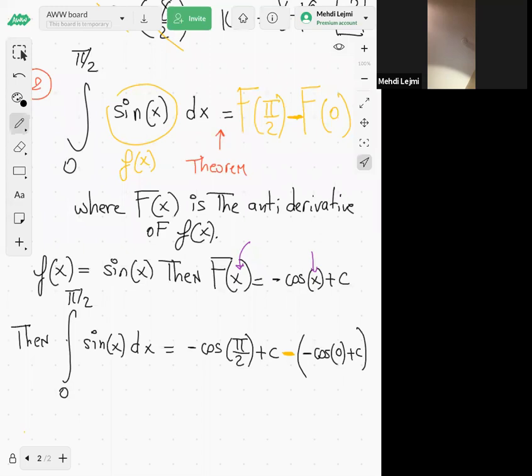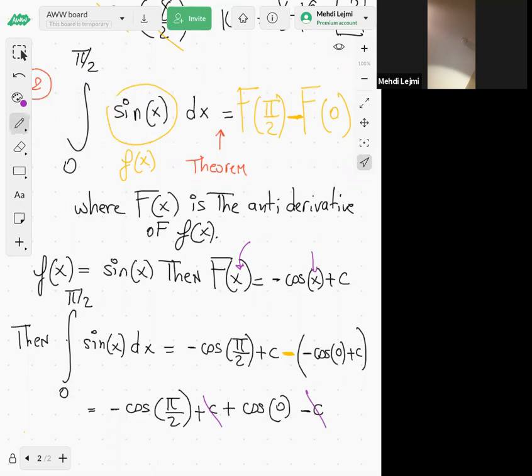And don't forget the parentheses. So in other words, we're going to have minus cosine of pi over 2 plus the constant, minus minus cosine of 0. So that's plus cosine of 0 and minus C. So you see, guys, because you take the difference between the two antiderivatives, if you have this plus C, when you take the difference it's going to cancel out, right? So this constant C doesn't change the value of your definite integral. C minus C, it just cancels out.